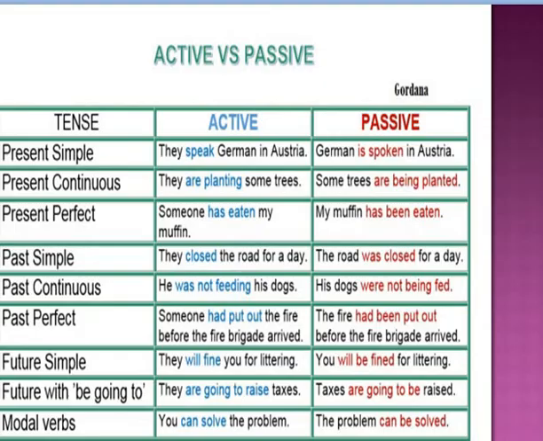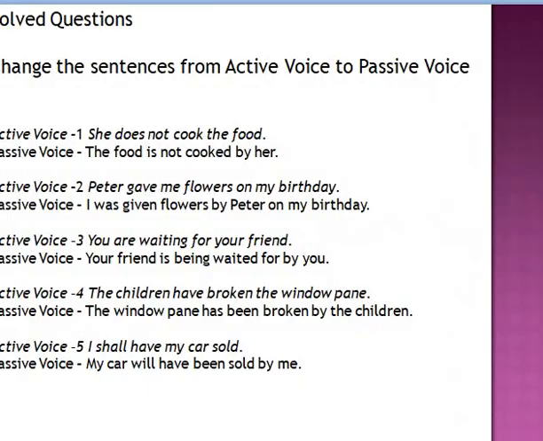So let's see more examples. Active voice: She does not cook the food. Passive: The food is not cooked by her. Peter gave me flowers on my birthday. I was given flowers by Peter on my birthday.